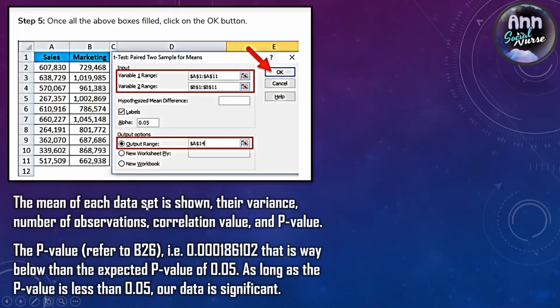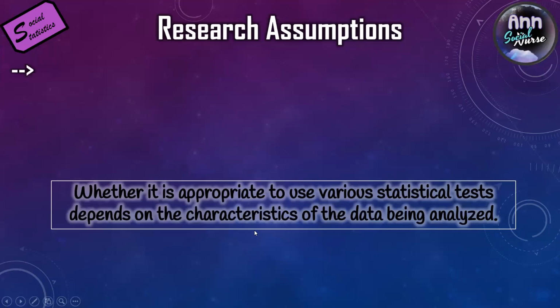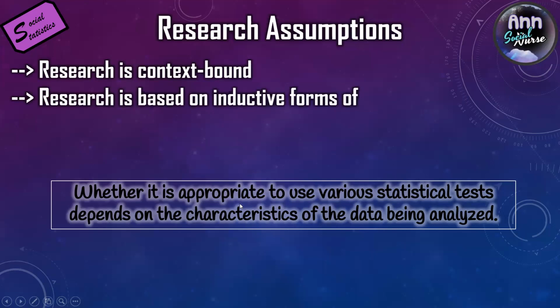And okay, the mean of each dataset is shown. Their variance, number of observations, this one. Correlations, value. So once you do this, you are going to see all this. And the p-value, you refer to this one, B26, the p-value, that's 0.0001861002. That is below the expected p-value of 0.05. As long as the p-value is less than 0.05, our data is significant. So this is the detailed report from what we did here. So, okay, we are done actually.